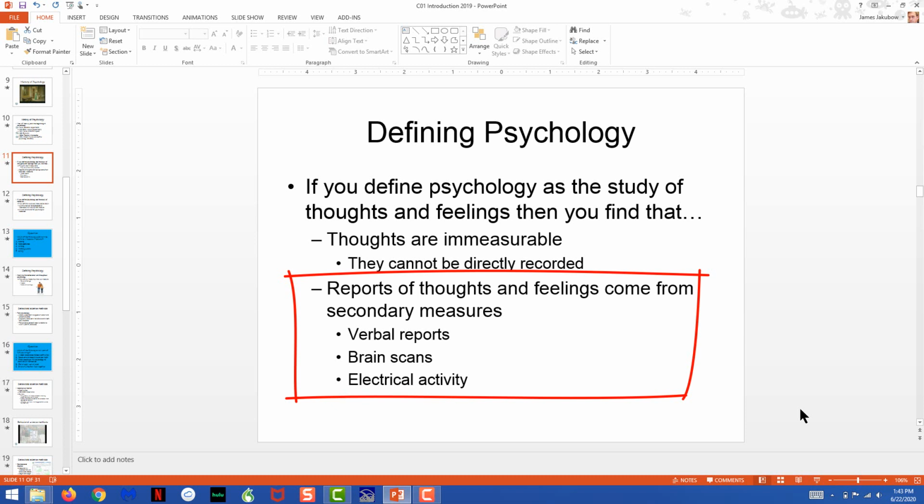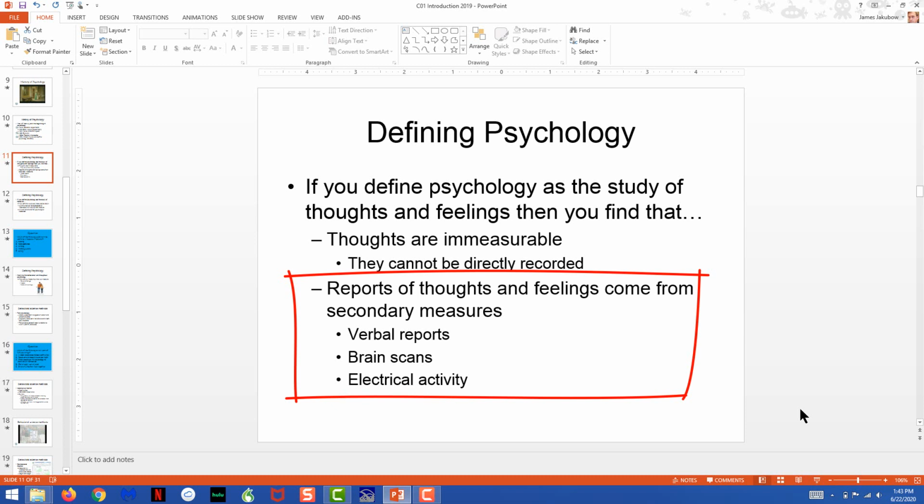So if you ask a person to talk about their thoughts and then they speak or write it down, that is considered a verbal report. Verbal report is any communicative process. It doesn't necessarily mean speaking. It's all types of human language that are involved. So verbal reports are always a secondary measure of a thought or a feeling, as are brain scans and electrical activity.